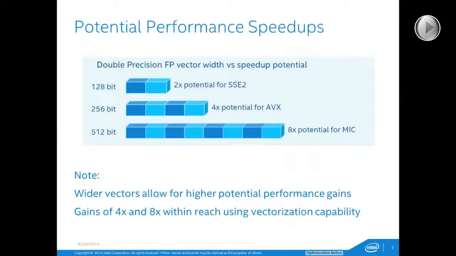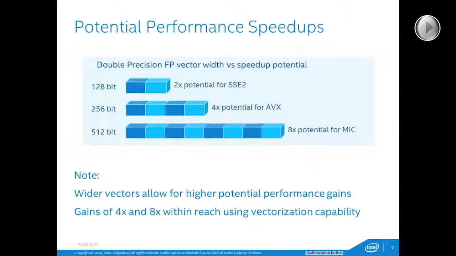So here's just a graphic depicting the potential performance speedups. Now in this case, I'm talking about a double precision floating point operation. So if I'm dealing with double precision, those are 64 bits wide. So a 128-bit vector register back in the SSE2 days could therefore accommodate 2 vector lanes. You could do 2 things at once. In the Sandy Bridge, Ivy Bridge time frame, 256 bits divided by the 64-bit width of the data type would give me 4 vector lanes potential. And so that gives me a potential 4x speedup on my code.